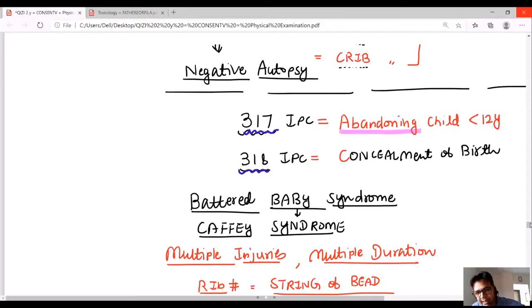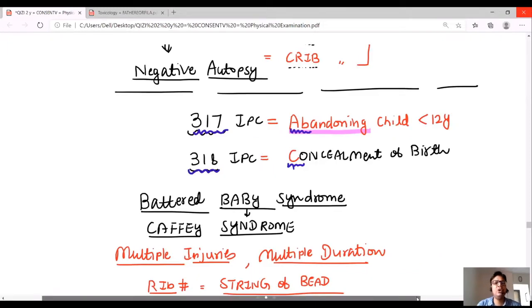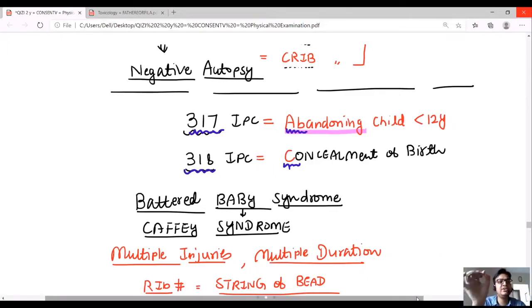How to remember? ABC. What is ABC? Abandoning the child below 12 years of age. If you leave any child at any place below 12 years of age, it is 317 IPC. How will you remember it? In 317, the child is in danger and abandoning the child IPC will be applied on you. If you abandon the child at any place, like leaving a child in an orphanage, temple, mosque, whatever.